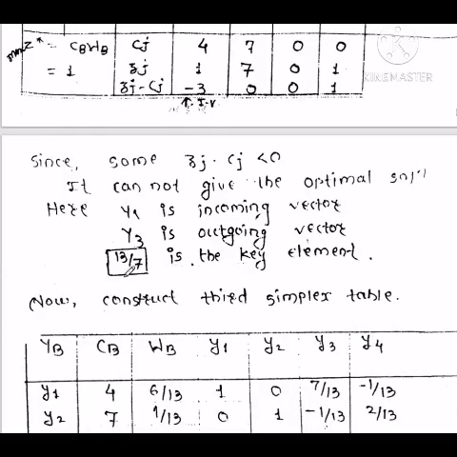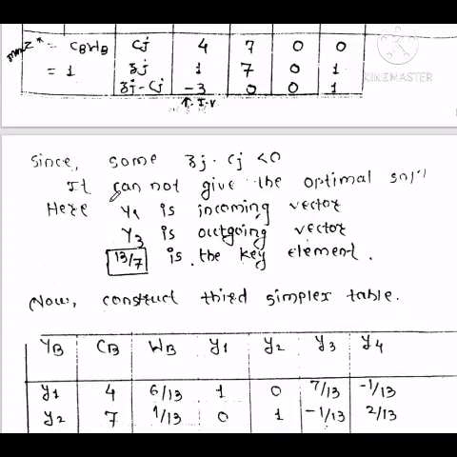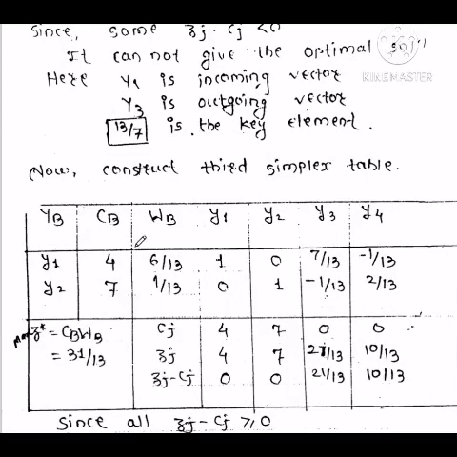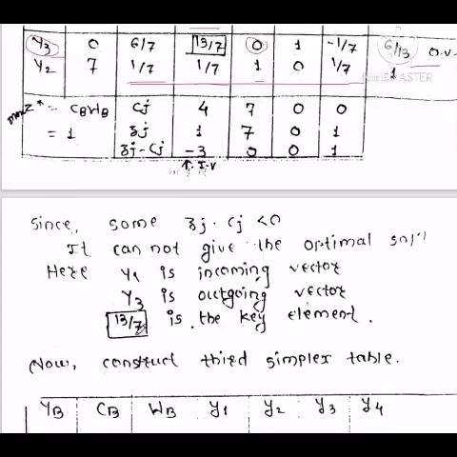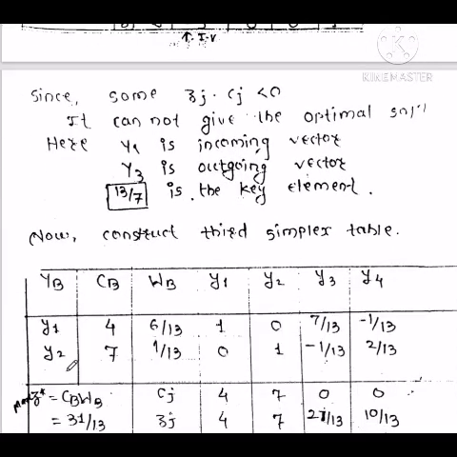Now the key element, how will you find out the key element? It is the intersection of the incoming vector and the outgoing vector. So that is 13 by 7, the key element. Okay, so now we will construct the next table. Okay, so YB, CB, WB, Y1, Y2, Y3, Y4 as it is. What will be the change here? So Y3 is replaced by Y1, Y2 is as it is. So C1 is 4, C2 is 7.